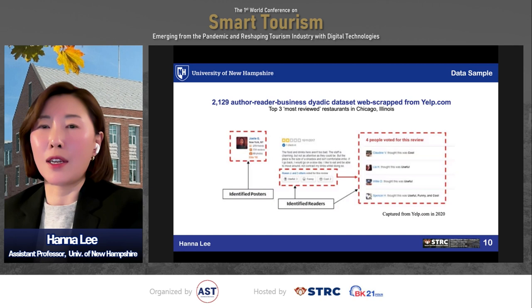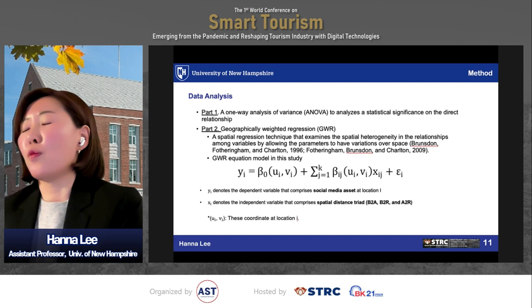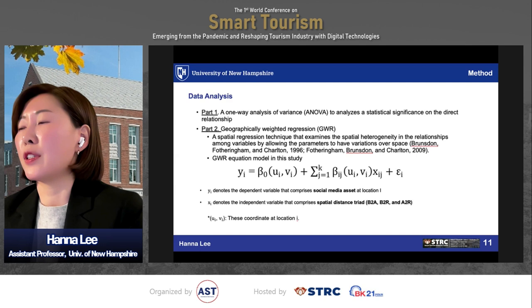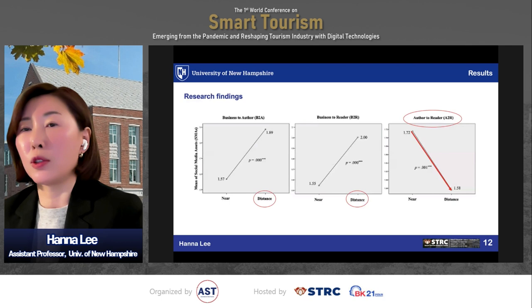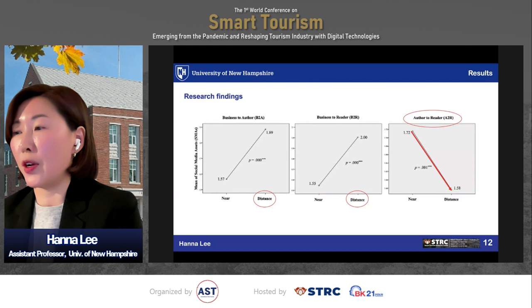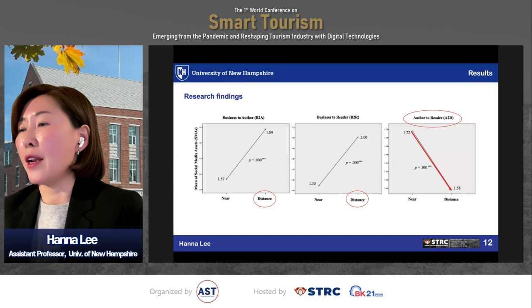So the final data of 2,129 items were analyzed in two steps. First, ANOVA provides the between-dependence among variables. In step two, spatial regression analytics was used to visualize spatial heterogeneity over regional space. The findings indicated that a greater distance from business to both author and reader has a positive impact on social media presence. Conversely, a shorter spatial distance between the author and the reader has a positive impact on social media presence, which highlights the importance of geographical distance in the review triad.